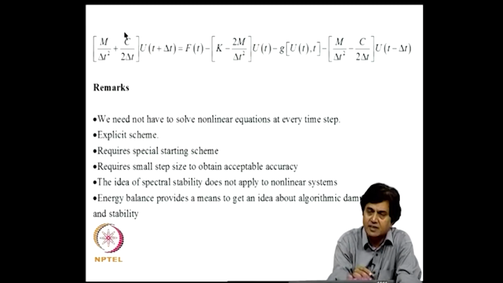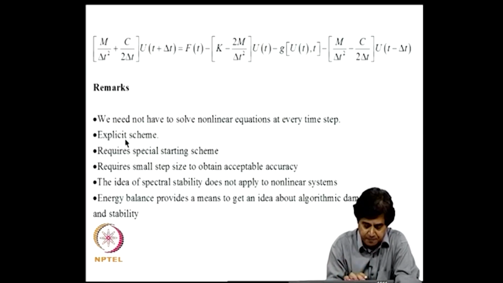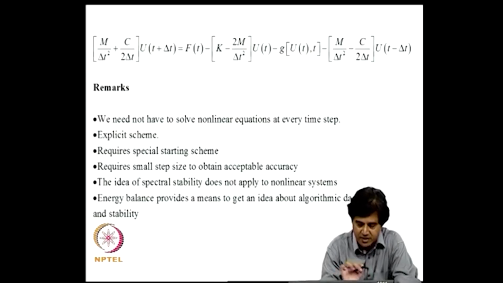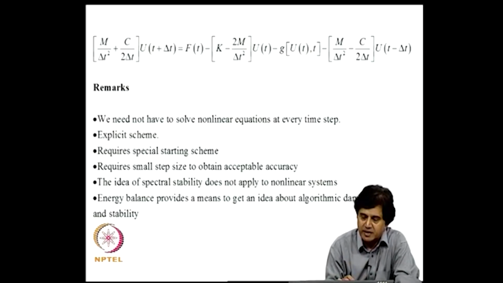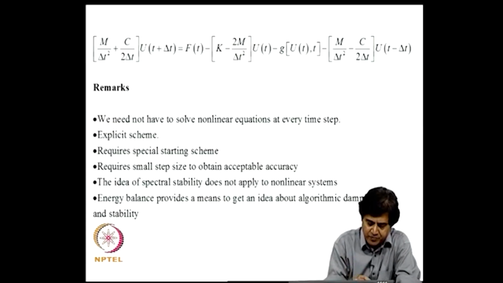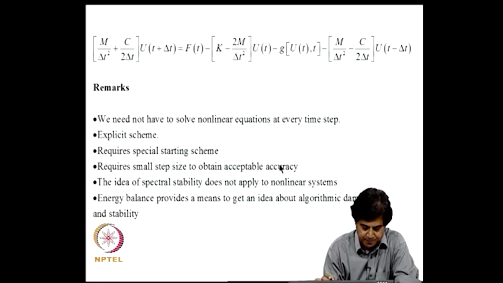We need to invert this matrix. These issues are common to what we have already discussed. This is an explicit scheme. It requires a special starting scheme, and for linear systems we have already seen that this method is conditionally stable, and there is a critical step size which depends on the highest natural frequency of the system. We expect that a similar requirement remains valid even when there is a nonlinearity, maybe a more stringent requirement. In any case, to get acceptable solutions from this, we need to use a very small step size.